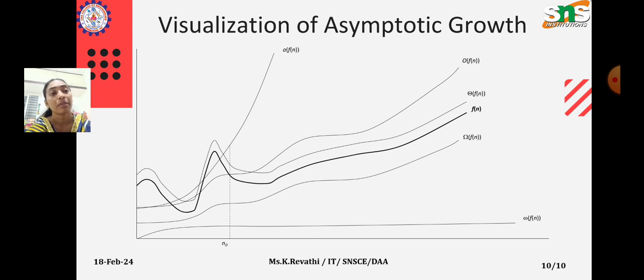This is the graphical representation of asymptotic growth. Here the f of n value is in between theta and omega, after some n naught time.